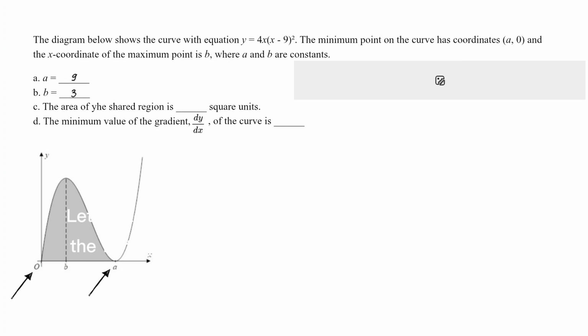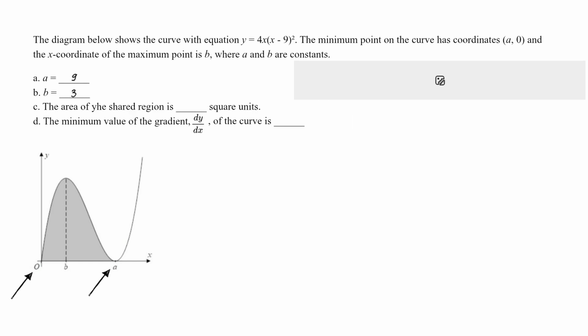Let's integrate term by term. 4x cubed becomes x to the 4th power. 72x squared becomes 24x cubed. Finally, 324x becomes 162x squared. So our integral is x to the 4th power minus 24x cubed plus 162x squared, all to be evaluated from 0 to 9.